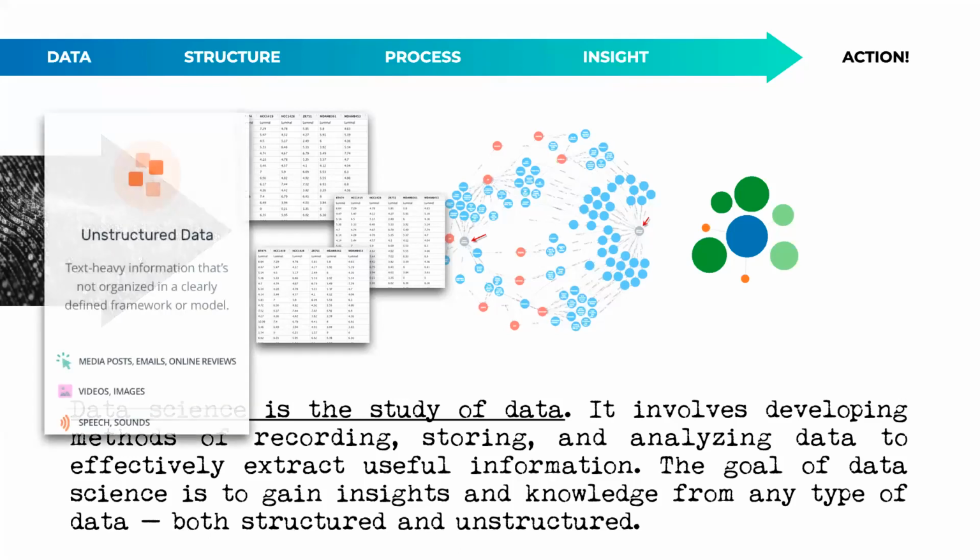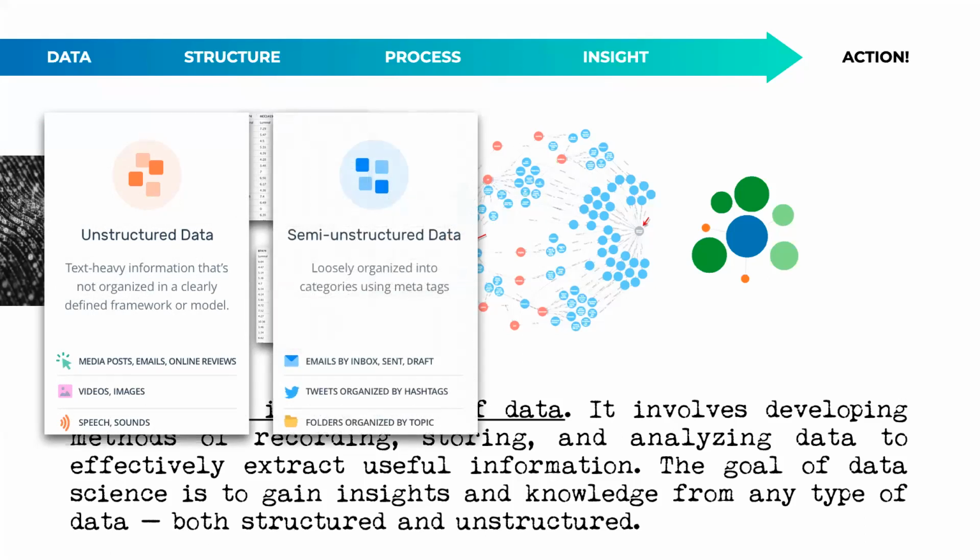So the process goes from unstructured data. For example, in normal types of data, we can talk about media posts, emails, online reviews, videos and images, or speech and sounds. So really data that is contained in some kind of a digital format, but it is not easy to search and analyze. As we start working with that data, we start adding some labels and maybe meta information to that data.